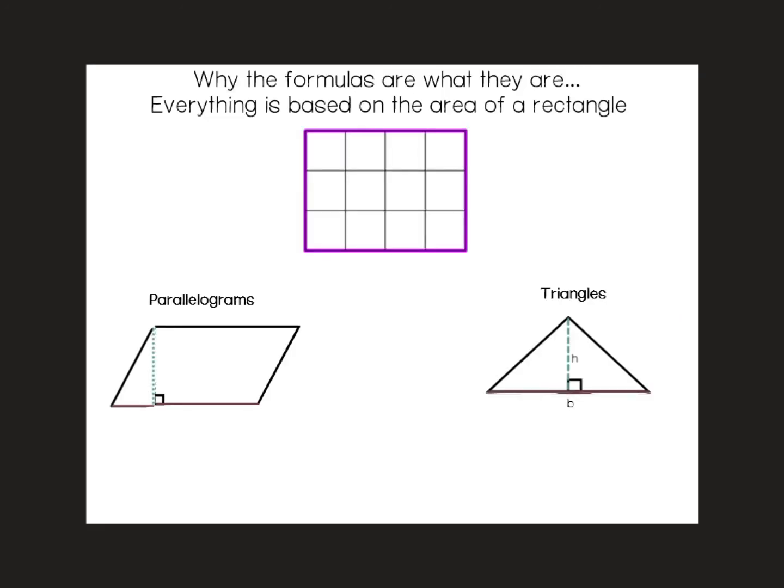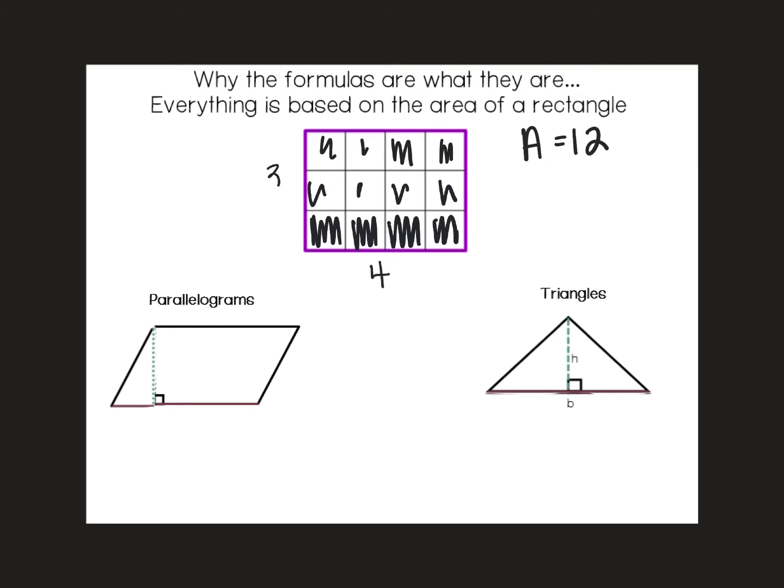So why are these formulas what they are? Basically, everything is based off of the area of a rectangle. So for area of a rectangle, we could theoretically just count every square. So 1, 2, 3, 4. And if you keep counting, you get 12, which ends up being base times height, because the base is 4 and the height is 3.